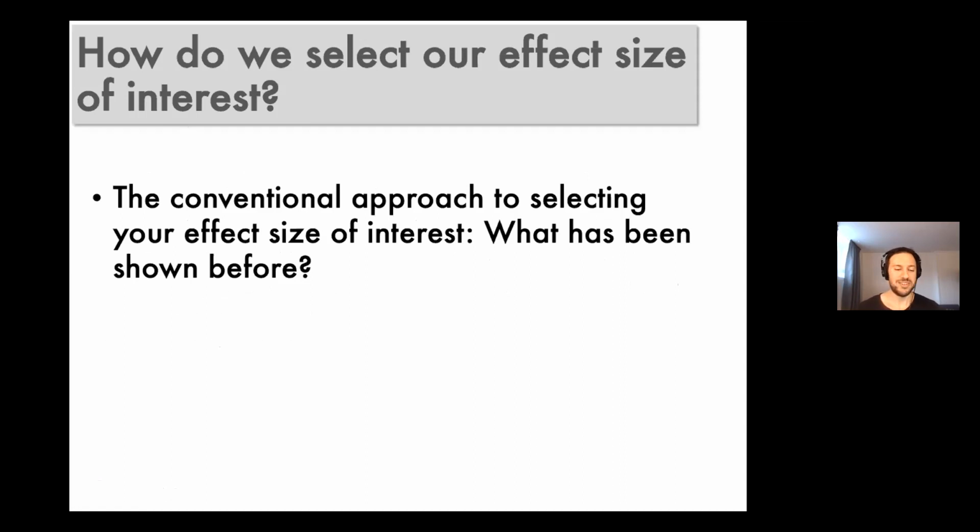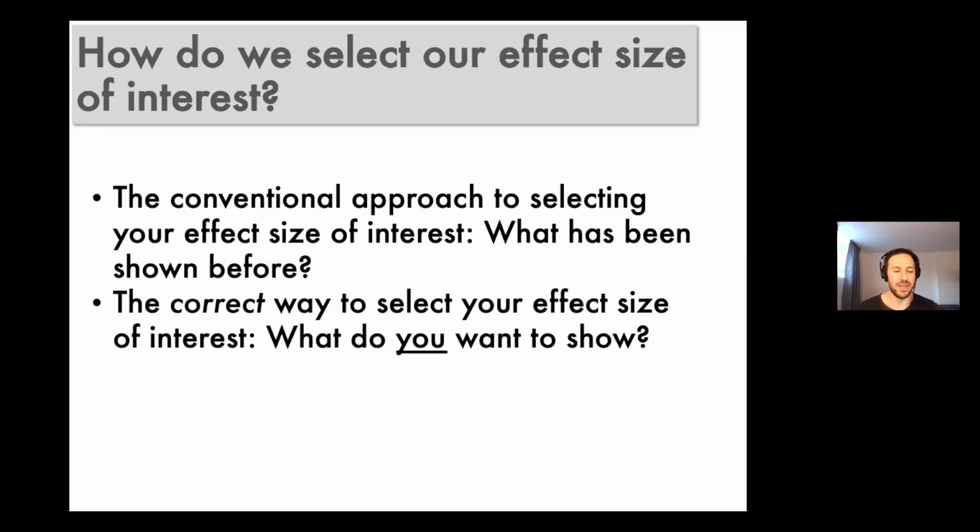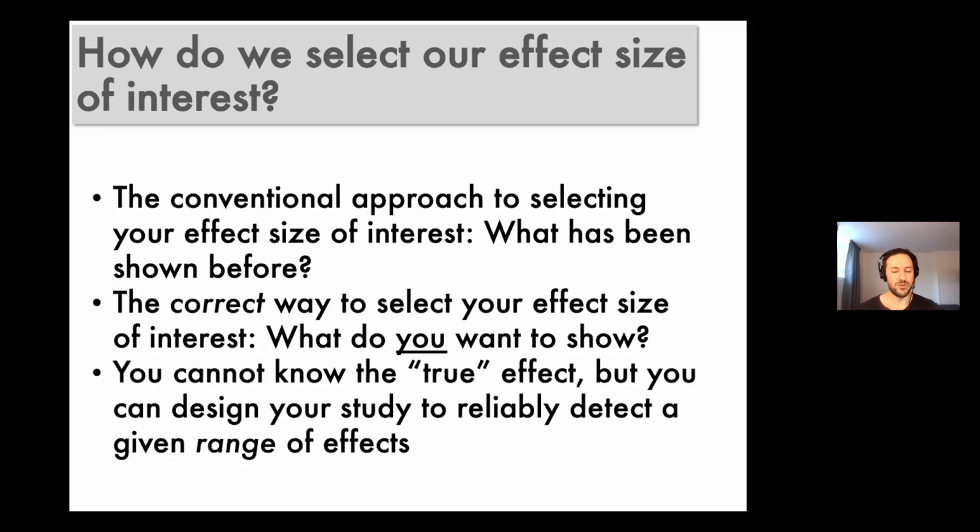The conventional approach to doing this is looking at what has been shown before. People can say, oh, well, the last study did this, so this is what I'm going to be doing, or the last study reported an effect size of this, so I'm going to power my study using that. But I think the correct way to select your effect size of interest is, what do you want to show? Unless you're doing a direct replication, your study is going to be different than prior studies. So using that as an example isn't the best way to go. And at the same time, you cannot know the true effect, but you can design your study to reliably detect a range of effects. So it's better to think about this range of effects rather than a single static number.